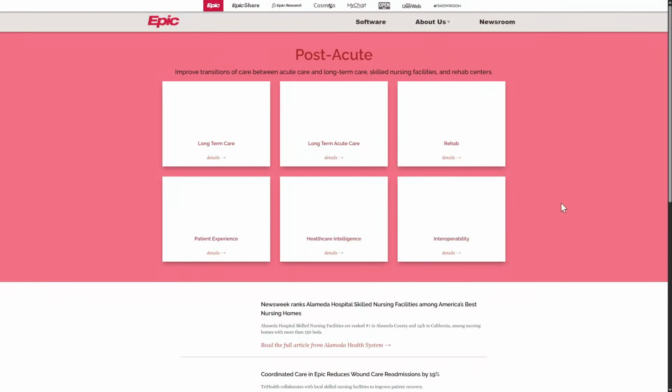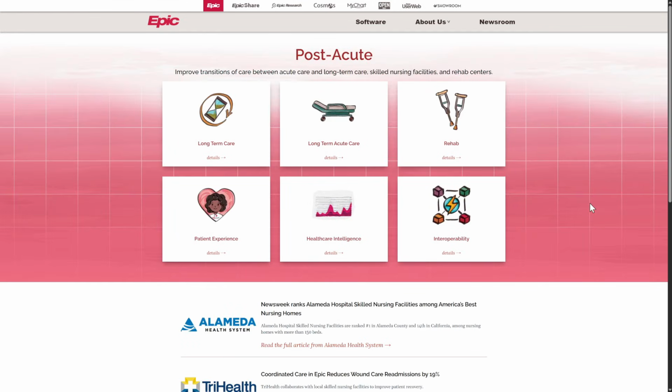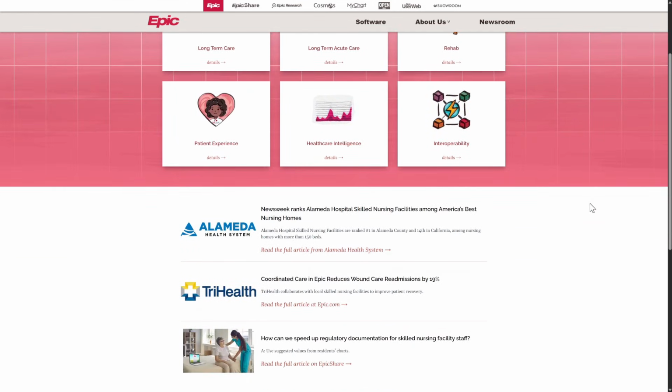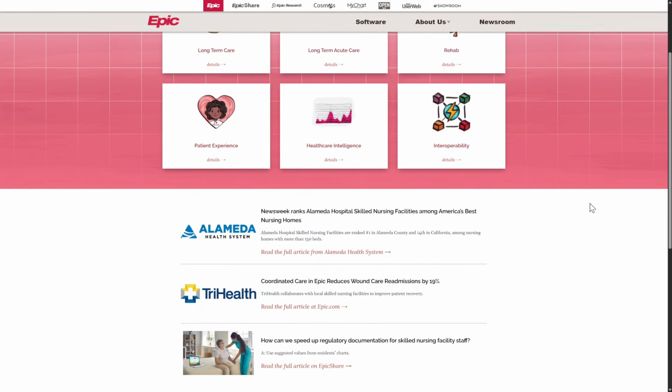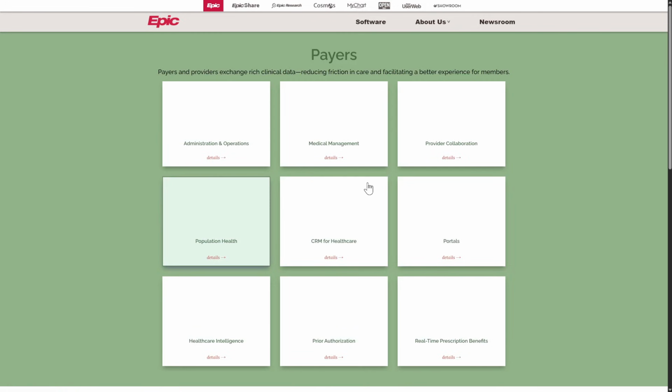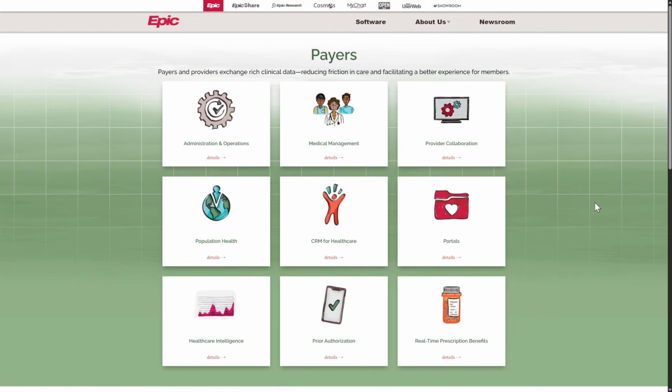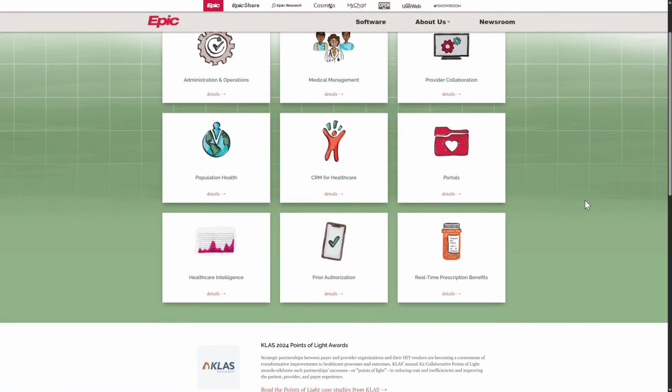The post-acute section refers to care provided after hospitalization, such as rehabilitation centers, skilled nursing facilities, long-term care homes, and therapy programs. Epic provides tools that allow caregivers to document patient progress, manage treatments, and integrate information with the patient's main hospital record. The Payers section is designed for insurance companies and health plan organizations. Epic allows payers to coordinate with healthcare providers using authorized data access. This supports claims, eligibility verification, prescription benefits, authorizations, and member engagement. The system helps create a smoother connection between insurers and medical institutions.